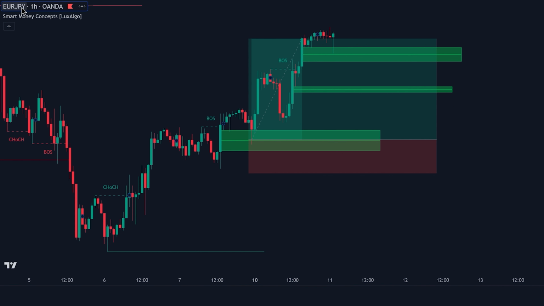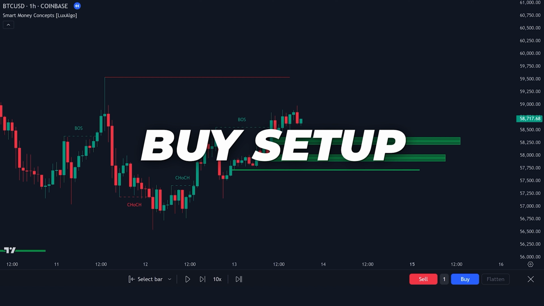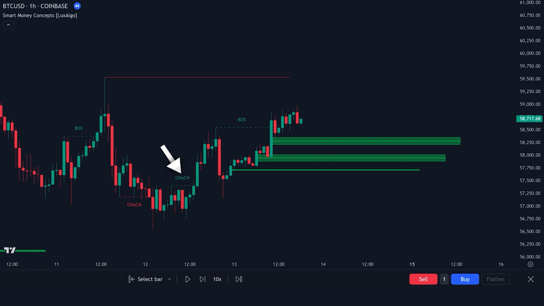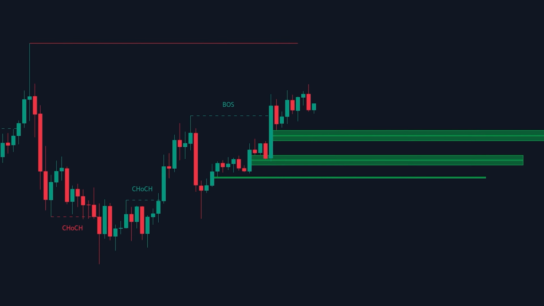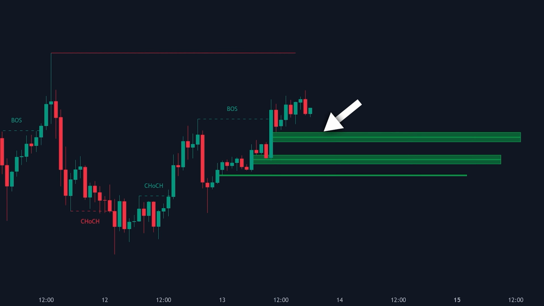Now let's apply the indicator on cryptocurrency chart. Buy trade setup. First, identify a bullish change of character. Wait for the market to form a bullish break of structure. Confirm the buy signal. Look for a green dotted line and text indicating a bullish market structure. We can see that there is a large fair value gap. Wait for the price to trade below the midpoint of the fair value gap.